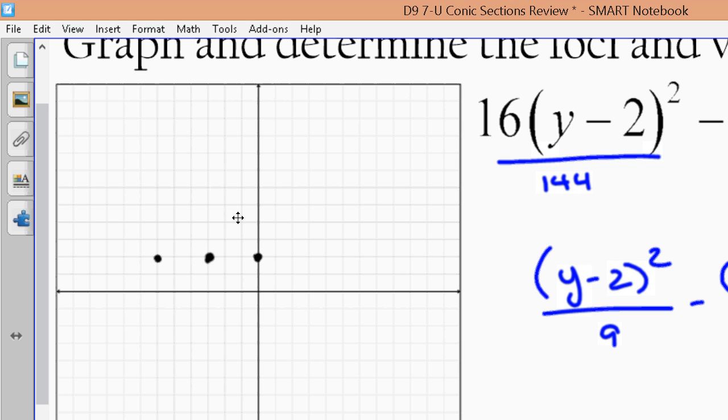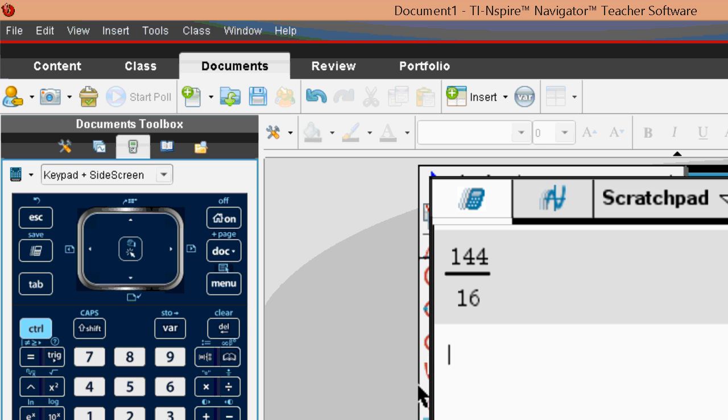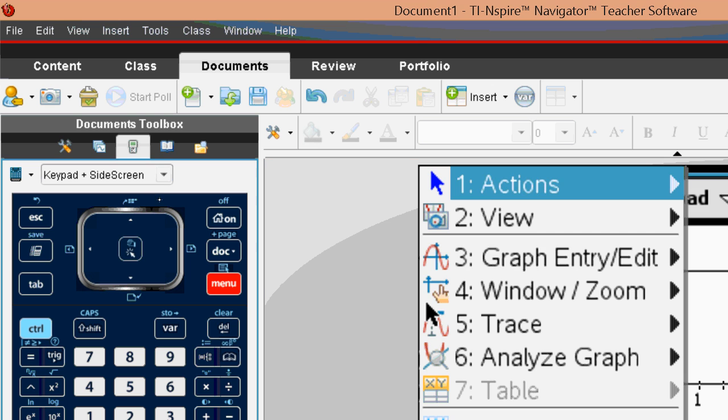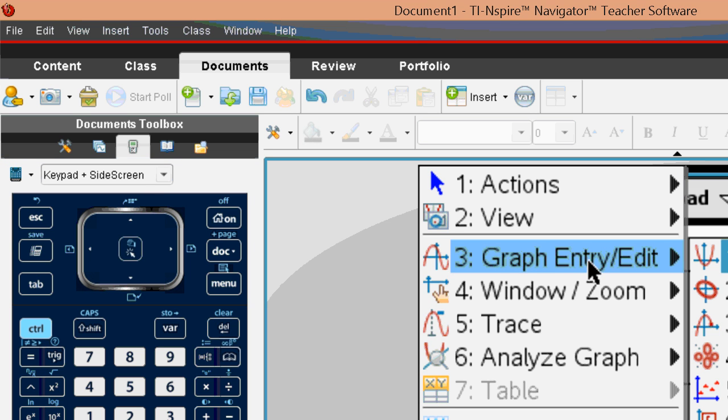But the whole thing that I want to point out today is we actually don't have to do it this way. We can use the calculator. So how do we do so? We go to our calculator. I'm going to go to this graph. Now this is in function notation. What we're graphing is not a function, it's a conic section. To get to that, you press menu and choose graph entry. Here we're going to choose equation.